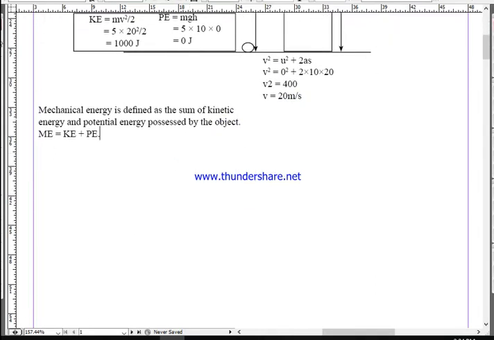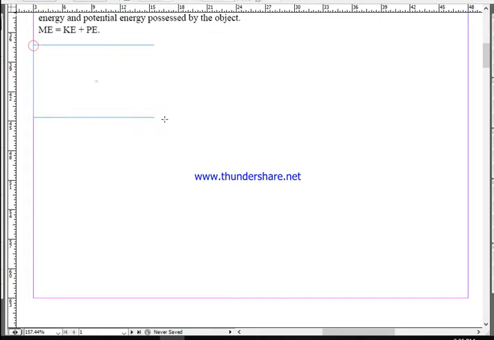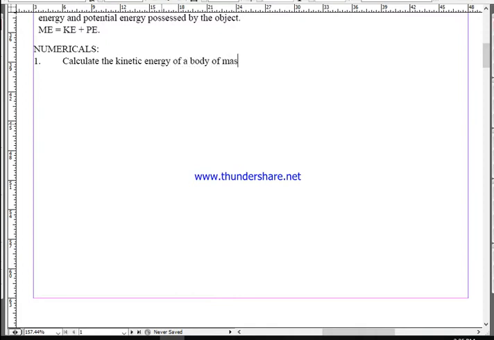Okay, then if so, you are to perform some numericals. I'll give you the questions. You can conduct the numericals on your own. These are not very hard numericals. Question number 1. Calculate the kinetic energy of a body of mass 2 kg moving with the velocity of 4 meter per second. Well, I think you can do this one. Yes, you are required to find out kinetic energy.